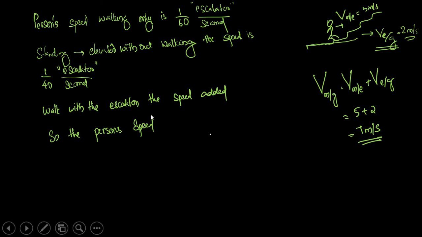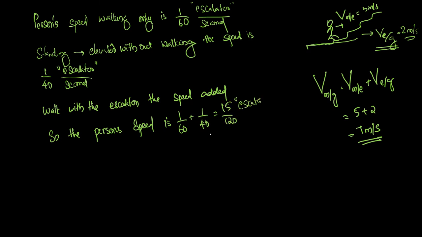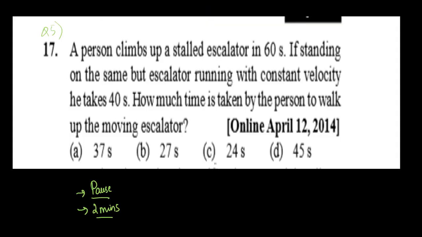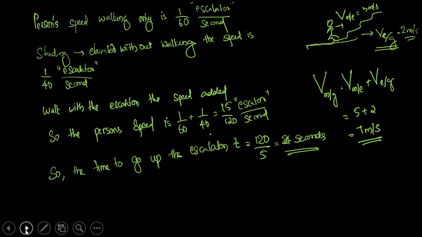So walking with the escalator, obviously the speeds get added. So the person's speed will be 1 by 60 plus 1 by 40, which is 5 by 120 times the escalator per second. So if we consider the time to go up the escalator, t is 120 upon 5, which is basically 24 seconds. So we have an answer, and the correct answer is option C.